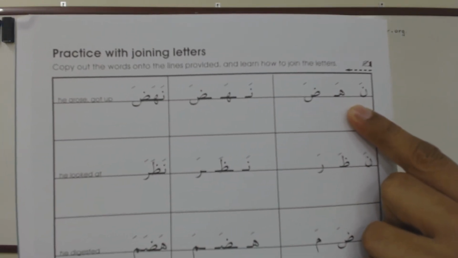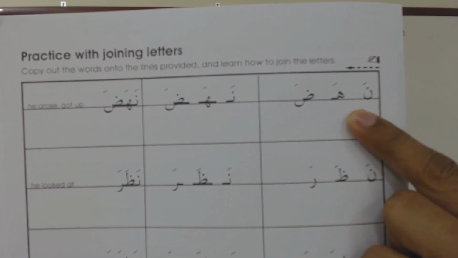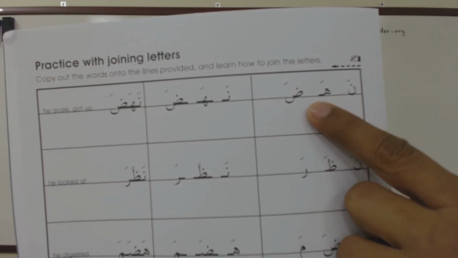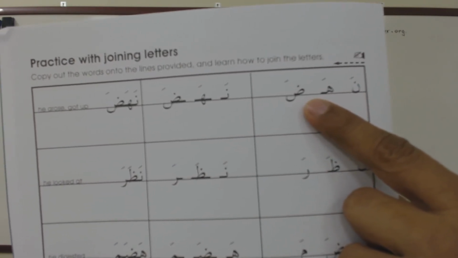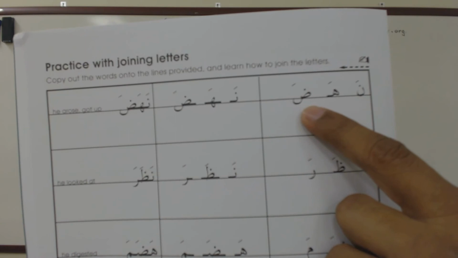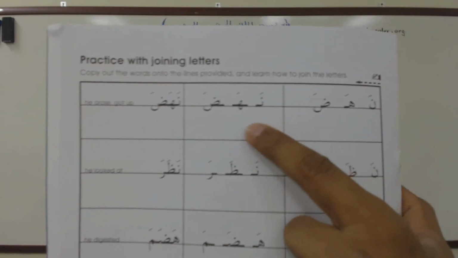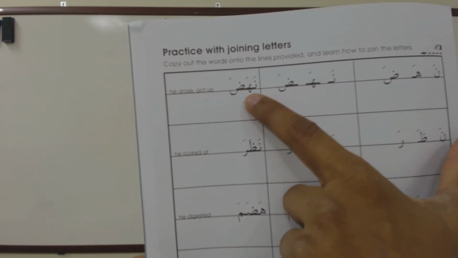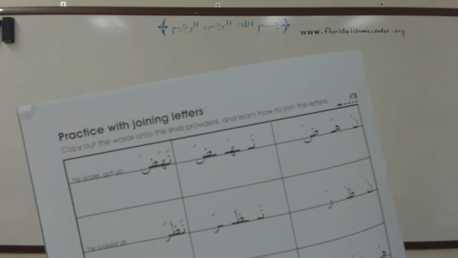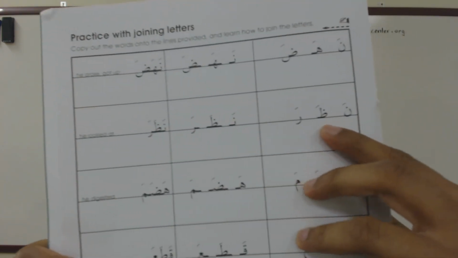Top of page 35. Nahado. Very good. Dor is a round letter, so that's why we said nahado. Nahado means to get up, to stand up. The next word.